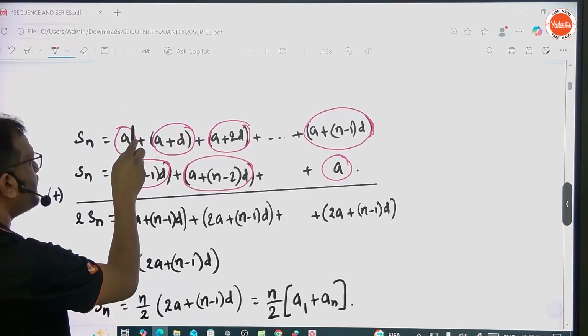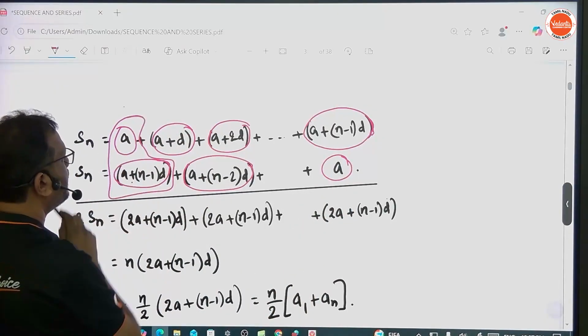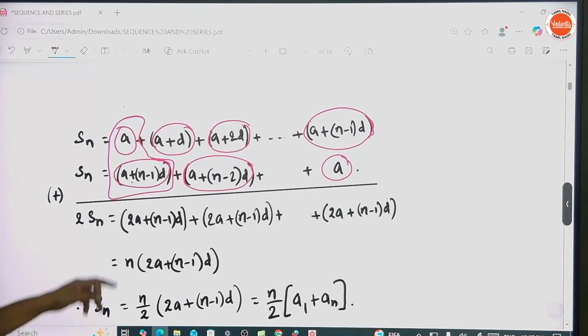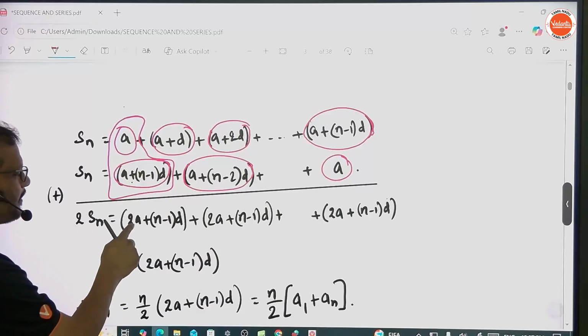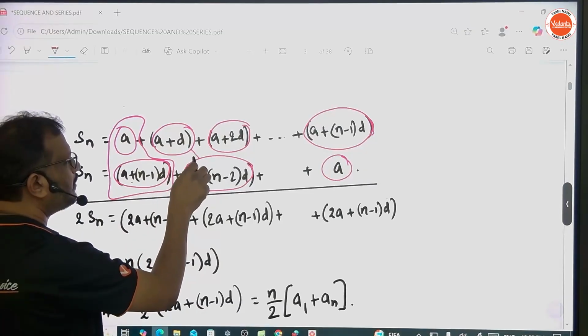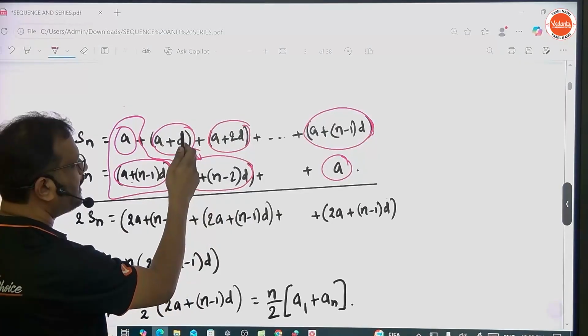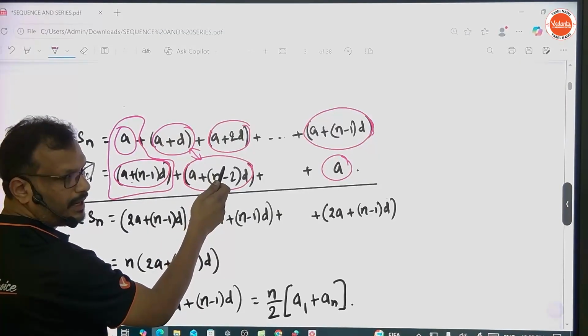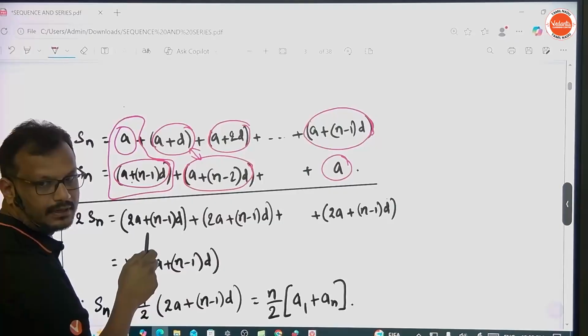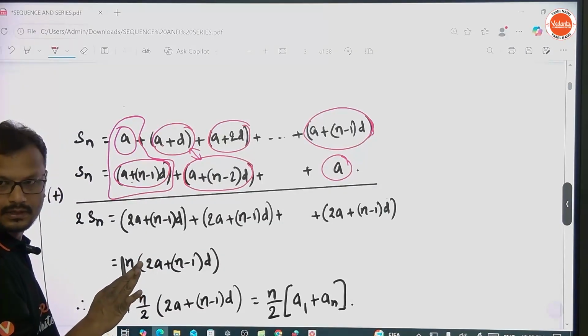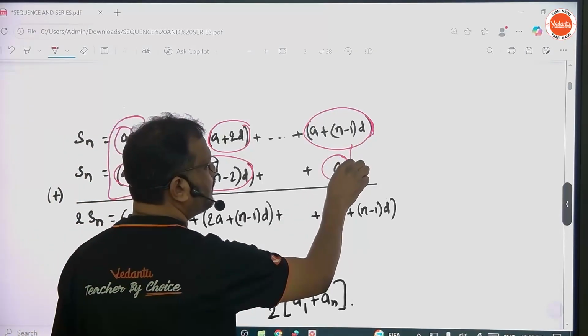Now just add these two. What will we get? A plus n minus 1 D, so it will be 2A plus n minus 1 D. Add these two now: 2A and this will be n minus 1 D, plus n minus 2 D will be n minus 1 D. Right? The same way you can add these two.